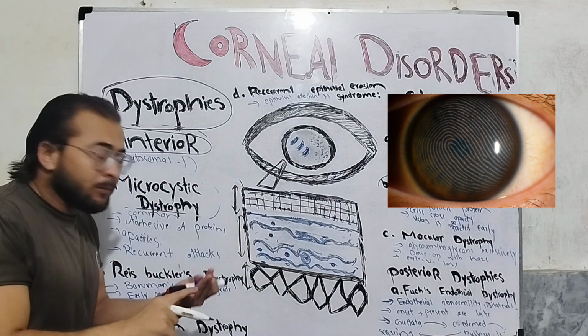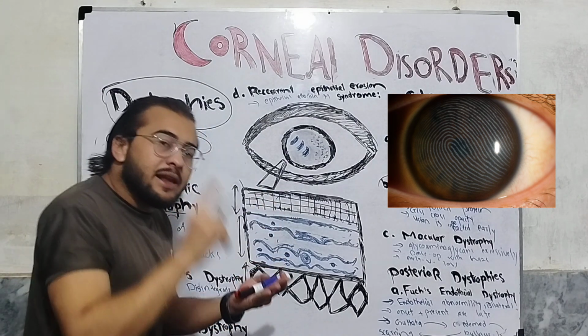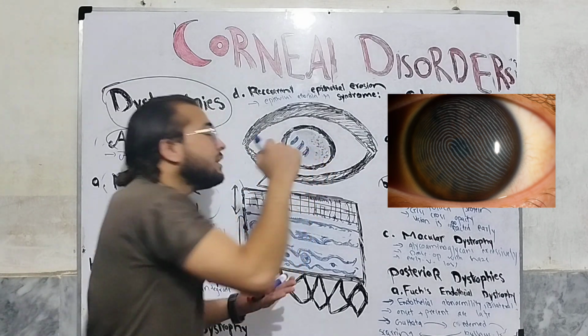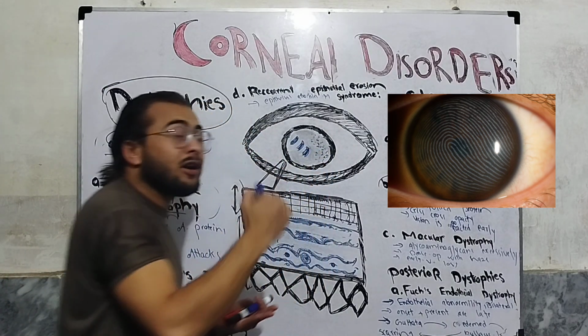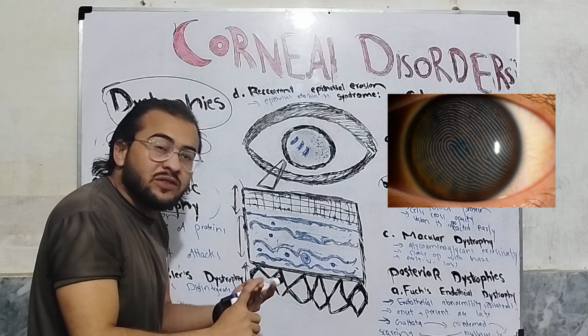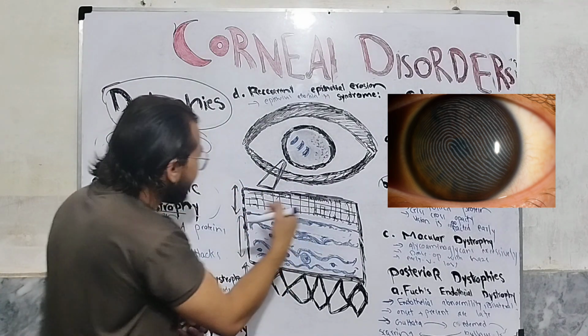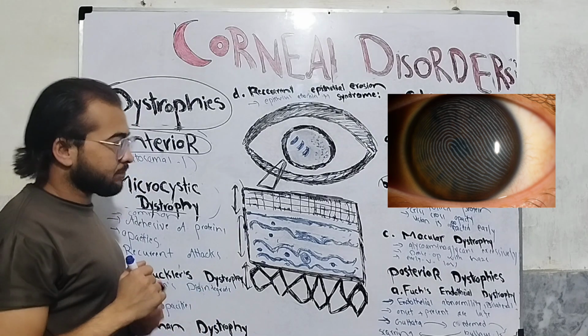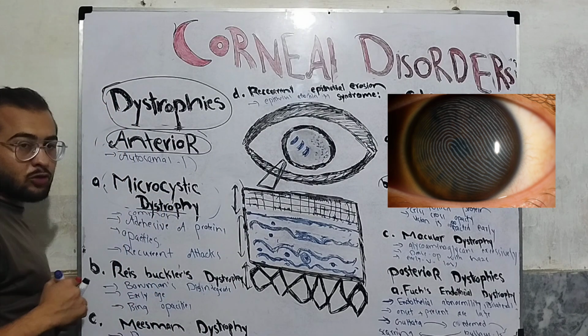This is the most common form, where there is a problem in the adhesive molecules. It clinically presents as dot-like or fingerprint opacities, and it presents mainly in later life. This is microcystic dystrophy.